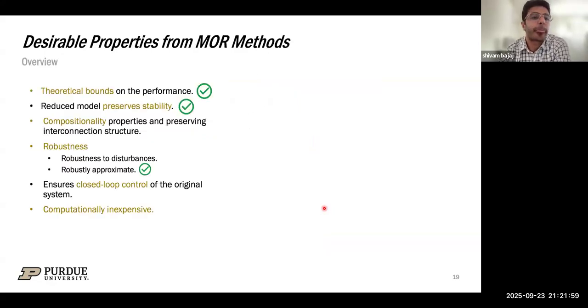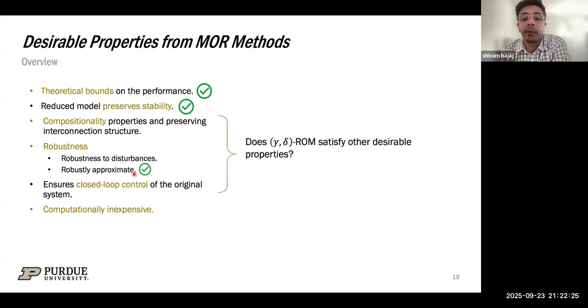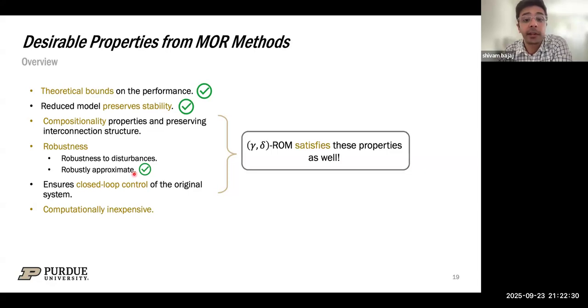Okay, so if we go back a little bit, I had talked about some desirable properties from model order reduction methods, from any model order reduction methods. And out of those 6 properties, until now, what I've talked about is that we are able to satisfy the first 2 properties. And in robustness, we are also able to satisfy the second property, which is the robustly approximate. Now, the question is, does our framework satisfy other desirable properties as well? And fortunately, the answer is yes.